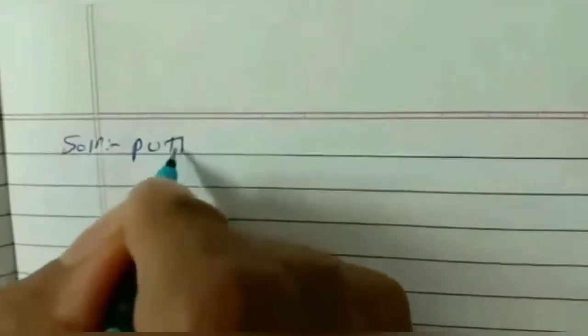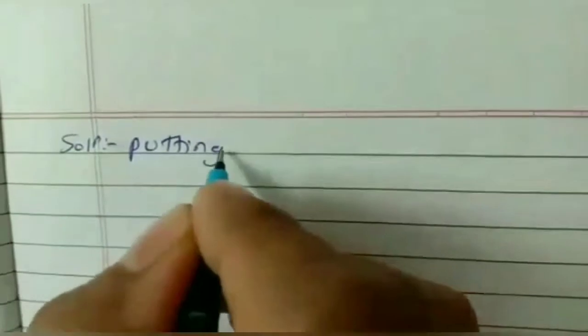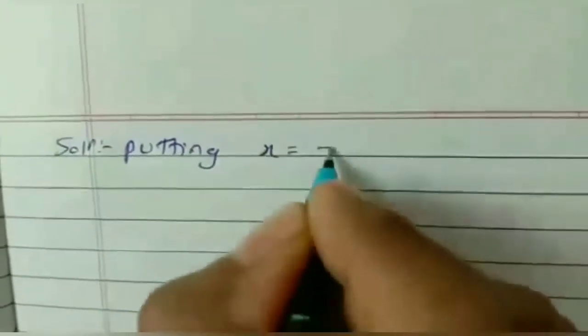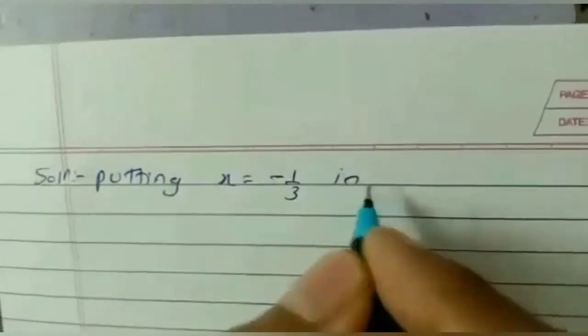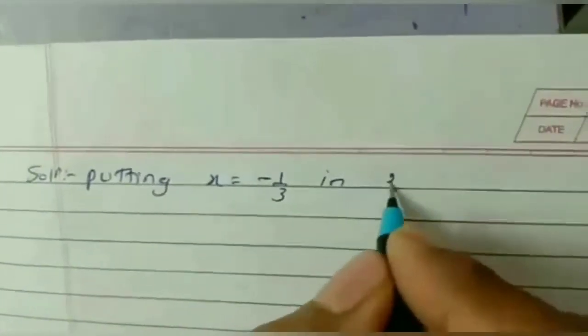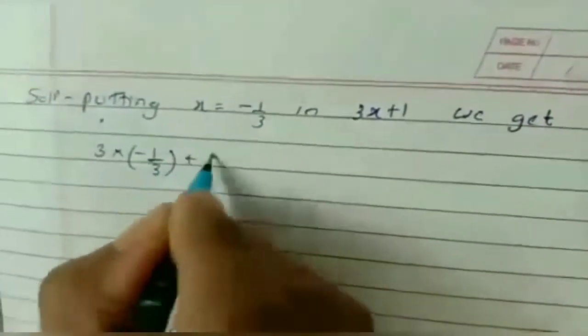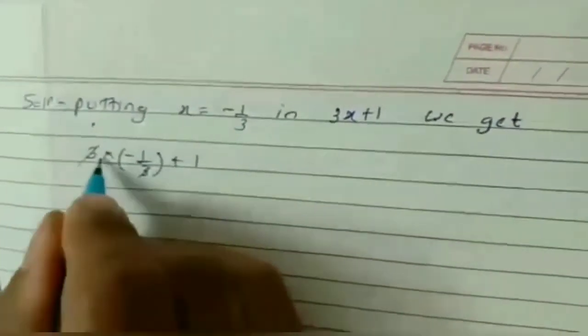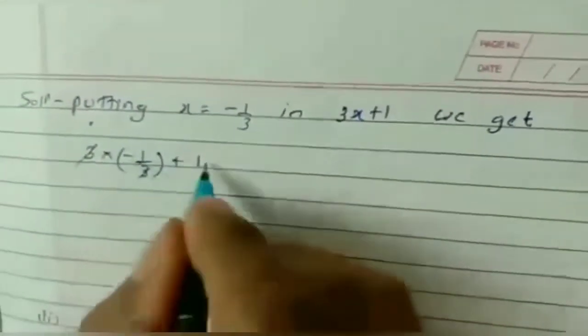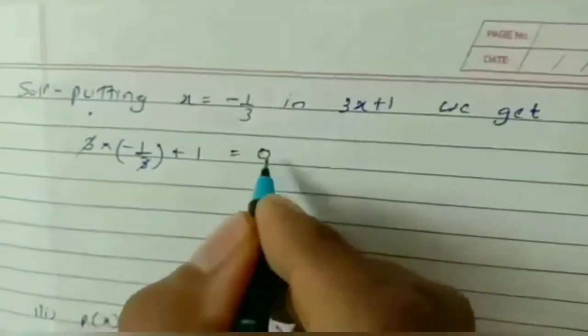Solution. Putting x equal to minus 1 by 3 in 3x plus 1, we get 3 into minus 1 by 3 plus 1. We'll have to solve this now. 3 gets cut. Minus 1 plus 1 is equal to 0.